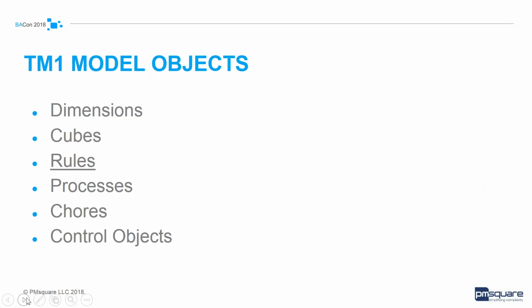TeamOne is comprised of several key objects. Dimensions are a list of common elements such as accounts, months, departments, etc. In Excel, a dimension might be expressed in a row or a column.